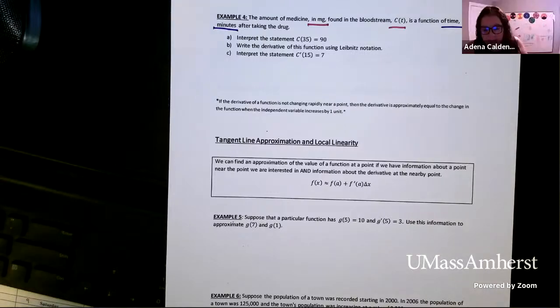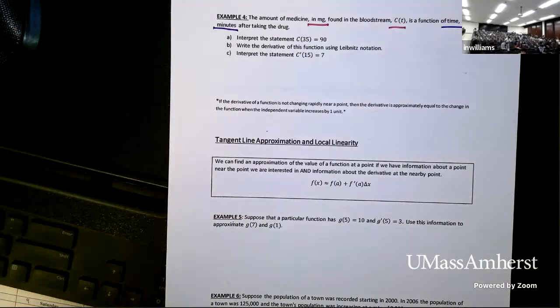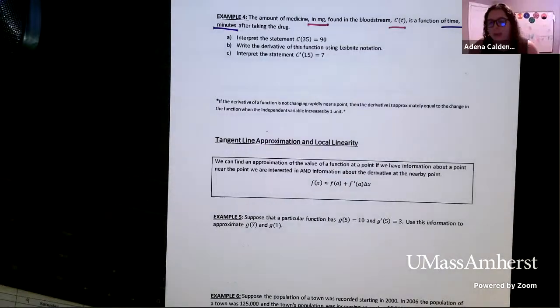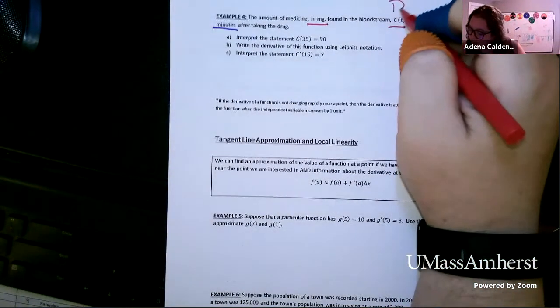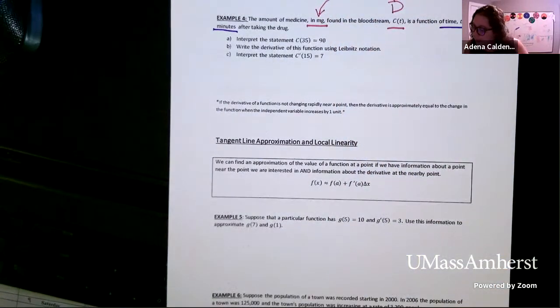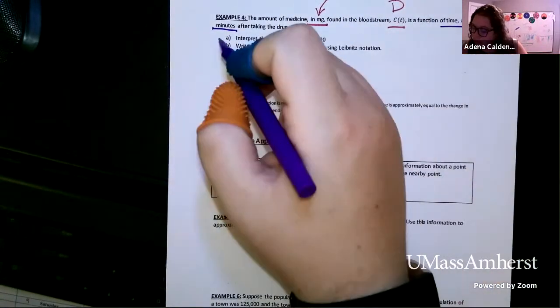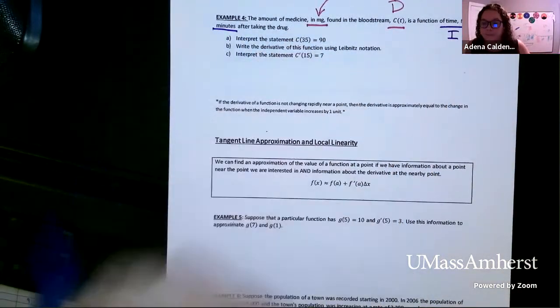All right, so let's take a look at this. We're just carefully going through, making sure we know what is the dependent and independent variable so we can get the right units to the right place. Here, my dependent variable is C of t, which has the units of milligrams. And my independent variable is time, which has the units of minutes.